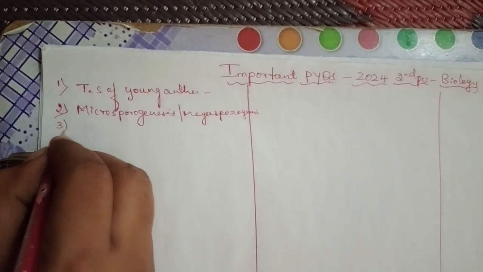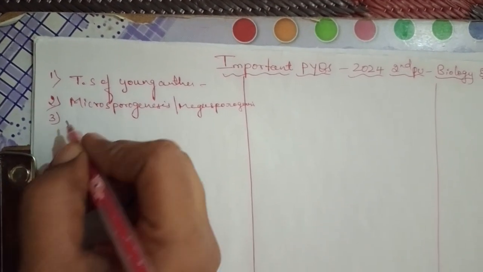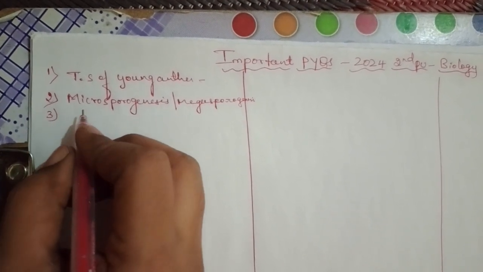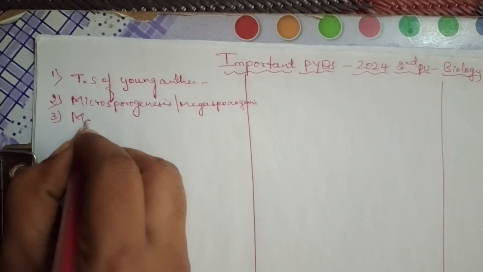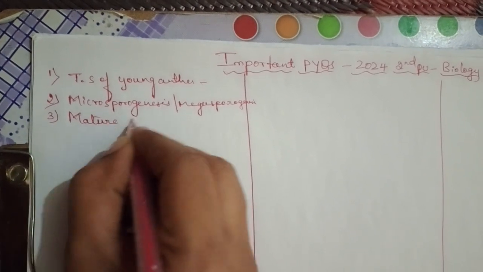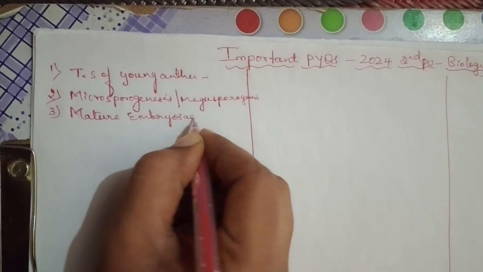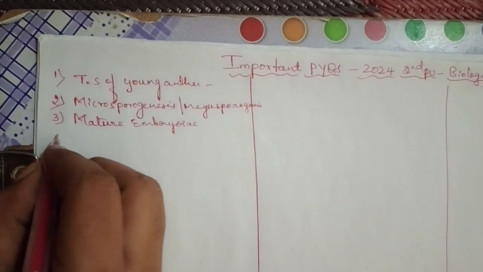Followed by that, you can get another 5 marks question based upon the diagrammatic representation of the mature embryo sac structure. They'll ask the mature embryo sac structure.